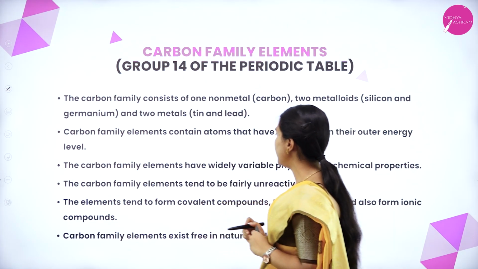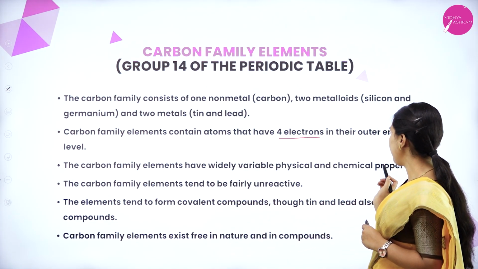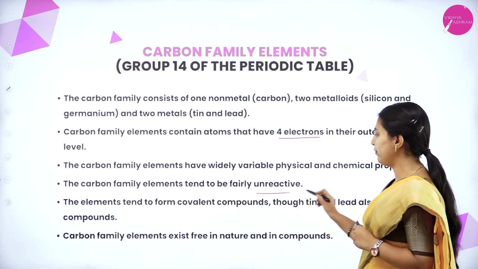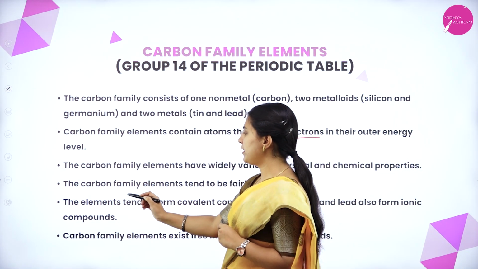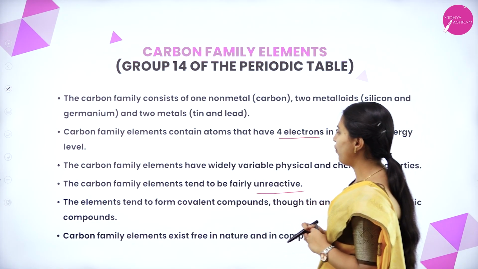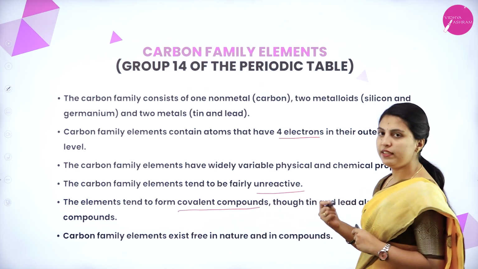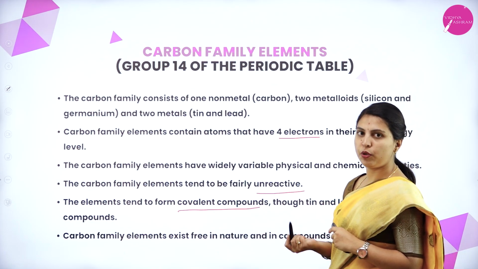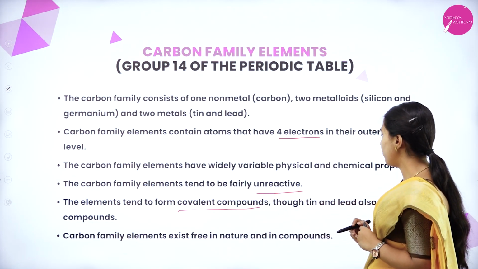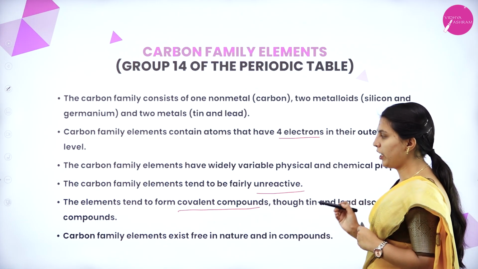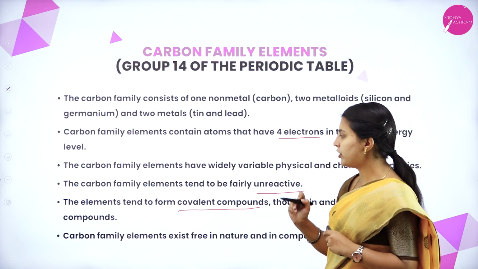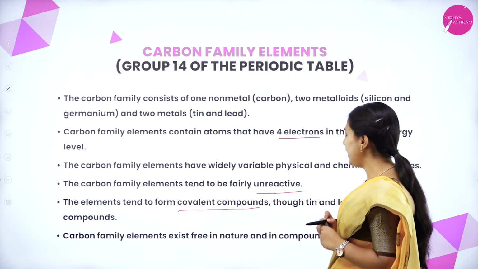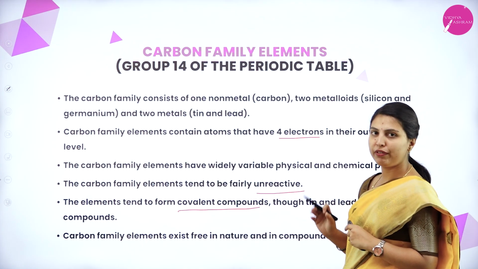The carbon family elements have widely variable physical and chemical properties. They tend to be fairly unreactive. It is unreactive in nature, meaning a little bit stable. The elements tend to form covalent compounds. Covalent means sharing of electrons, by which covalent bonds will form, exhibiting the covalent bonding nature, called covalent compounds. Though tin and lead also form ionic compounds. Tin and lead will form ionic compounds, but other than that they will form covalent compounds. Carbon family elements exist free in nature and in compounds. They will be free in nature.